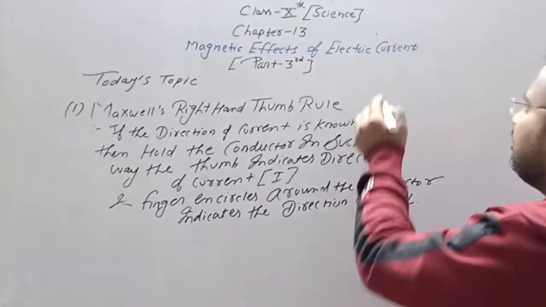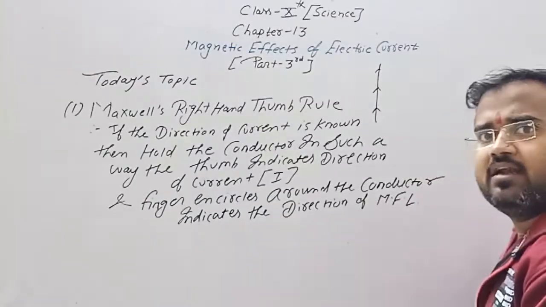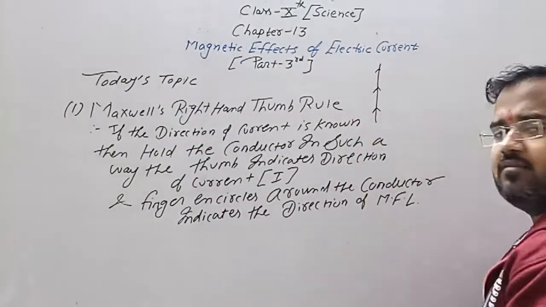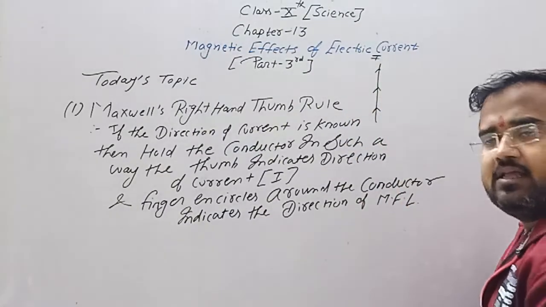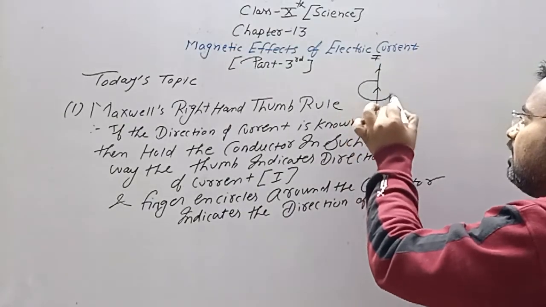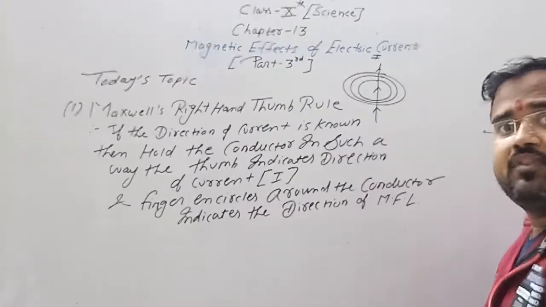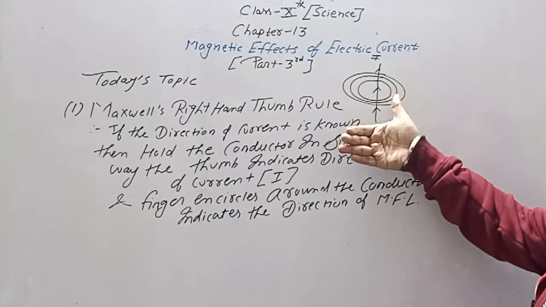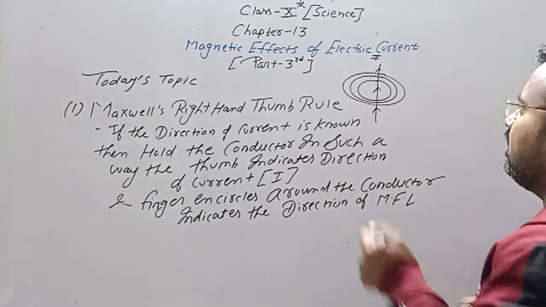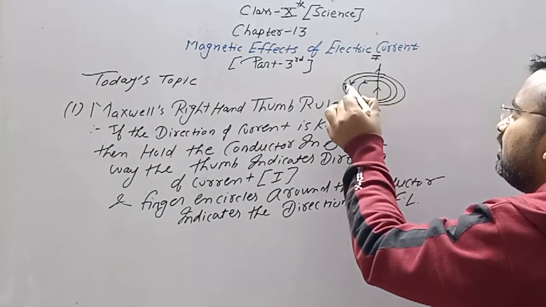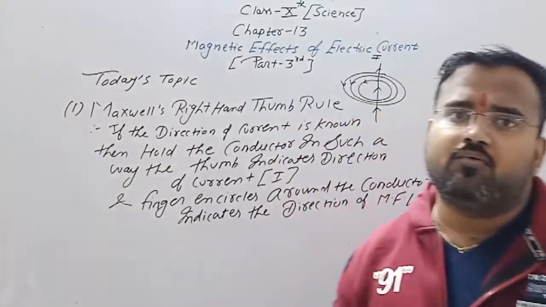For example, this is a current carrying conductor, and the direction of current is in this manner, in upward direction. So if the direction of current is upward, then the magnetic field line would be like this. So what would be the direction of the magnetic field line? See, if the direction of current is up, then the encircling fingers indicate the direction of the field, so the direction would be anti-clockwise. This is the Maxwell's right hand thumb rule.